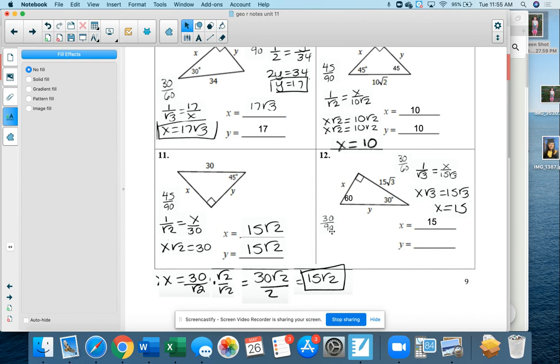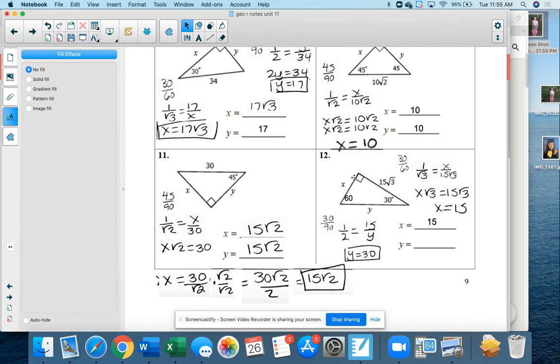So now I know the side across from the 30 is 15, and the rule for the 30 and the 90 is that the proportion is 1 over 2. So 1 over 2, the side across from the 30 is 15, and the side across from the 90, or the hypotenuse, is y. And then I just cross multiply. 1 times y is y, 2 times 15 is 30.